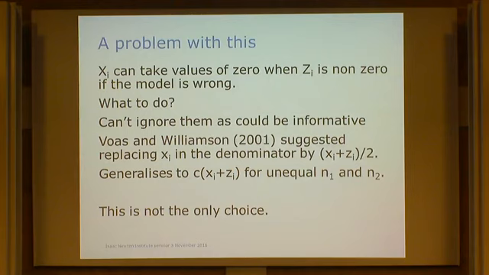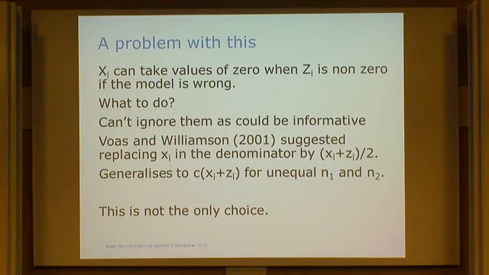So I then found a paper that had addressed just that question in a journal called Geographical and Environmental Modeling, which I'd never come across before. And it's a paper by Voas and Williamson from 2001, which suggested replacing xi in the denominator by xi plus zi divided by 2. So you just put them in the average in the bottom. And it generalizes to something else. If you've got unequal sample sizes, then you have to generalize it to that to make it sensible.